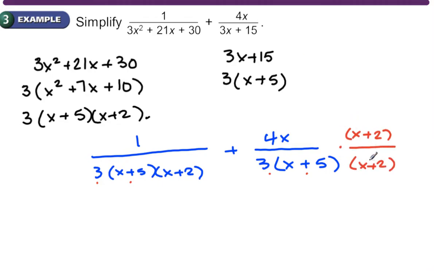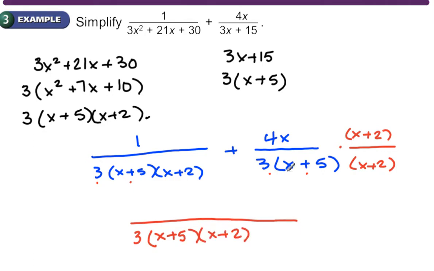What is x plus 2 over x plus 2? It's another way to write 1, right? Okay, so now in the denominator, we would have 3 times x plus 5 and then x plus 2. In the numerator, we have 1 plus 4x times x plus 2. We need to distribute this and clean it up, and then we're done.